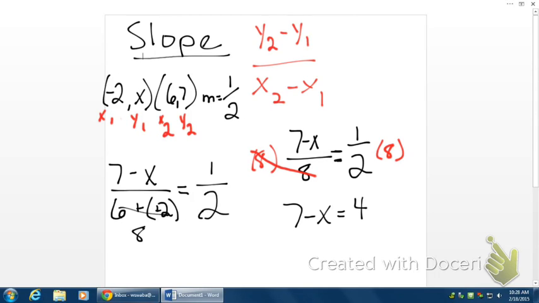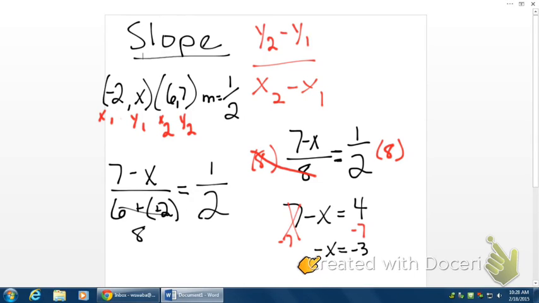Now, let's get x by itself. If I'm minus 7x, because that's a positive 7, how do I get x by itself? I'm going to subtract 7 from both sides. Now all I have left is a negative x and a minus 3.